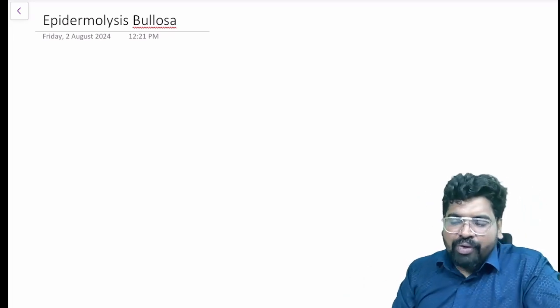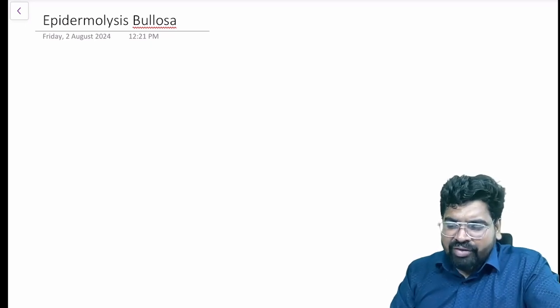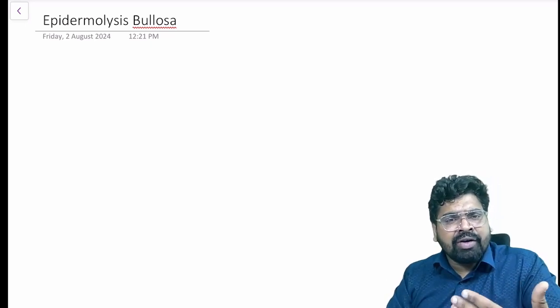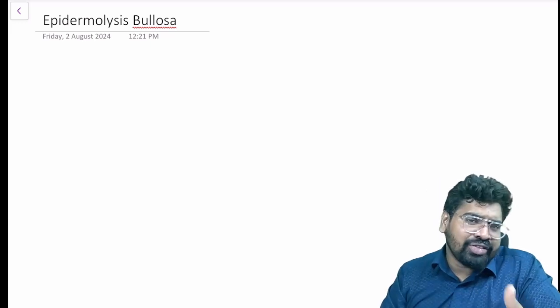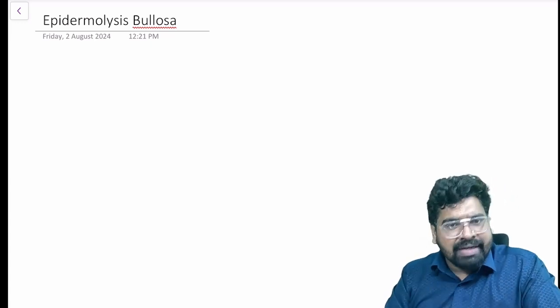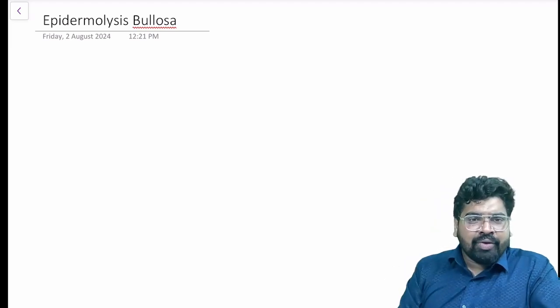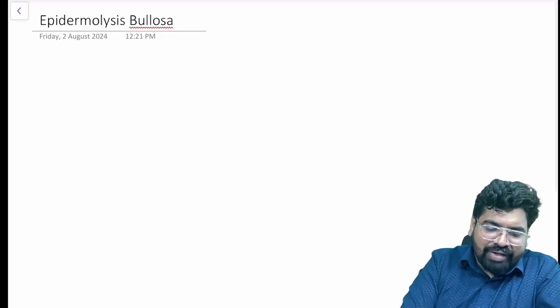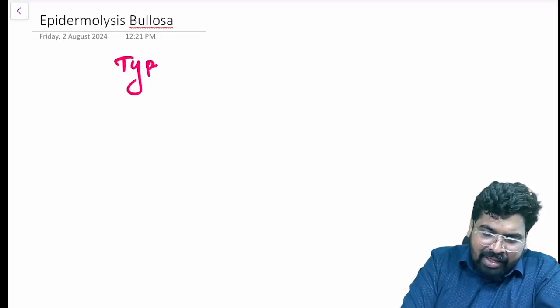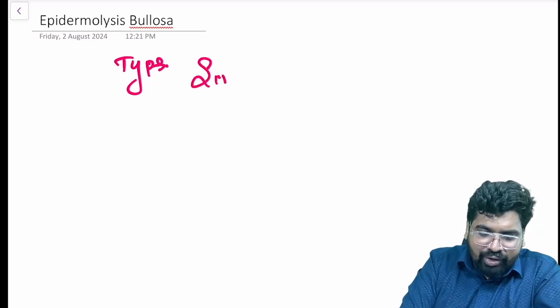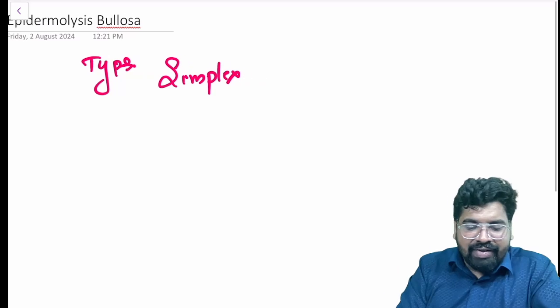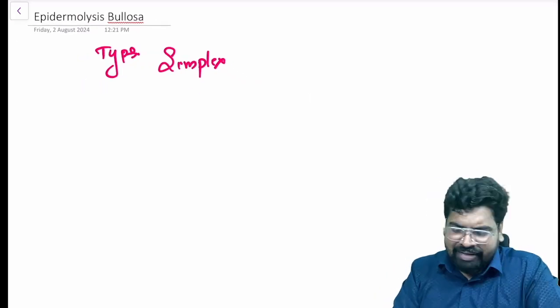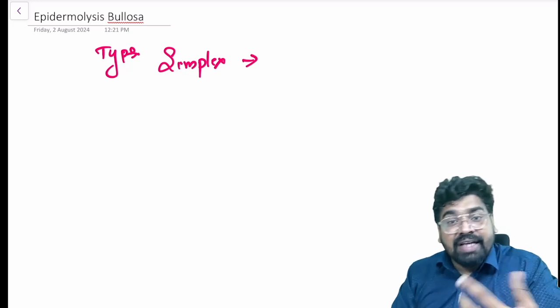So epidermolysis bullosa is a lesion occurring on the mucosa and the skin, and there are multiple reasons for it, depending upon the type of bullosa. There are four types of epidermolysis bullosa. Actually, we'll see the types first. The first one is called epidermolysis bullosa simplex, and it is due to a gene mutation.